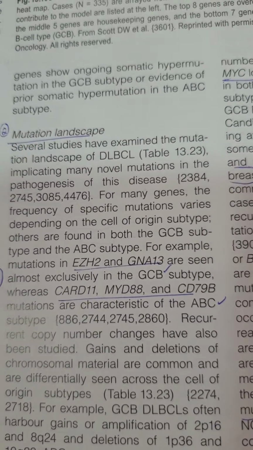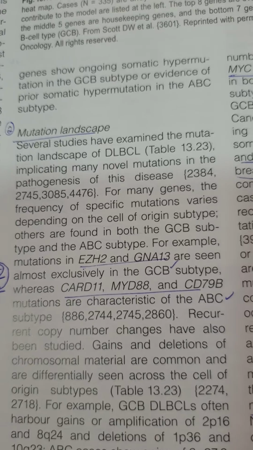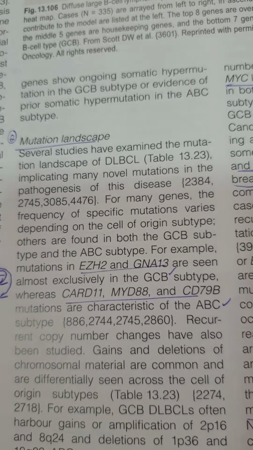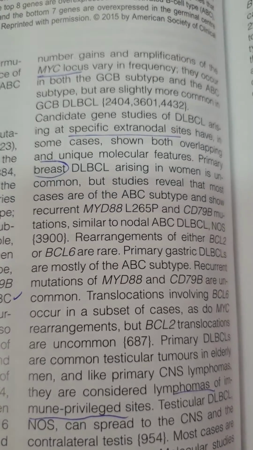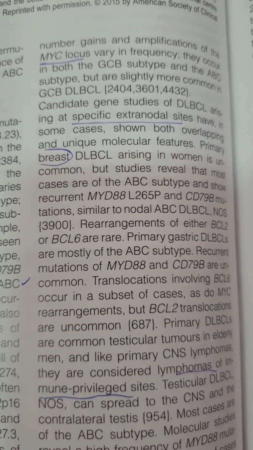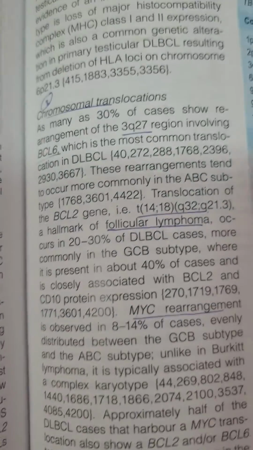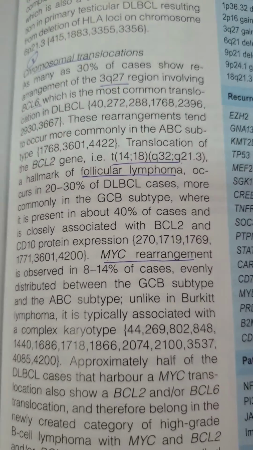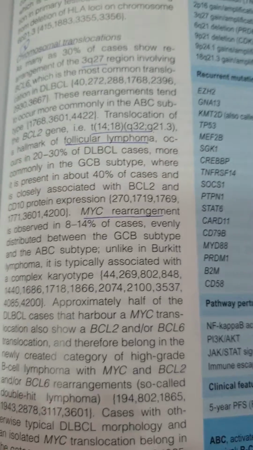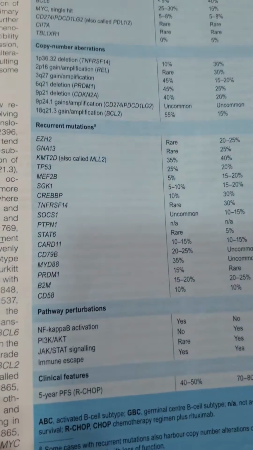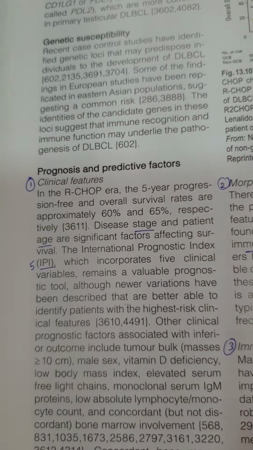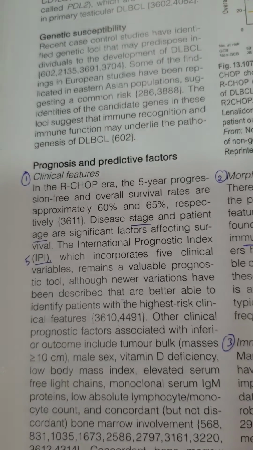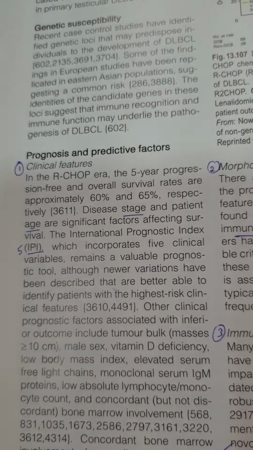In the mutational landscape, we have several mutations, examples EZH2, GNA13 and several others. And several chromosomal translocations are also common. Then genetic susceptibility is seen in some individuals. Prognosis depends on the clinical features, the stage, the age, and the IPI.